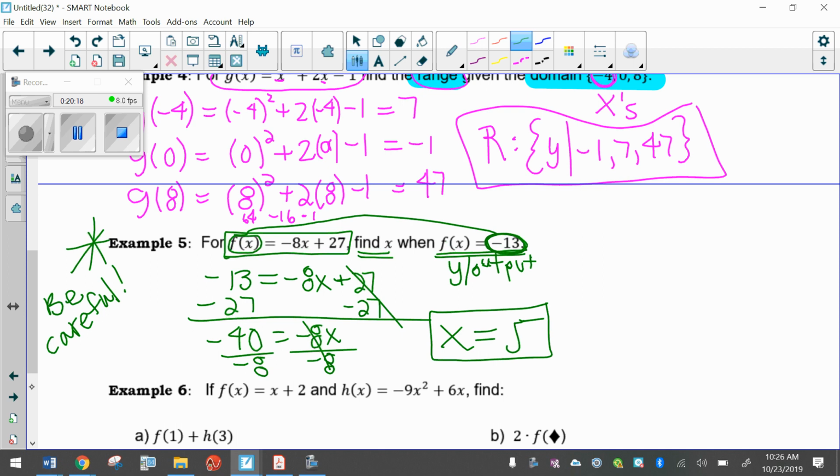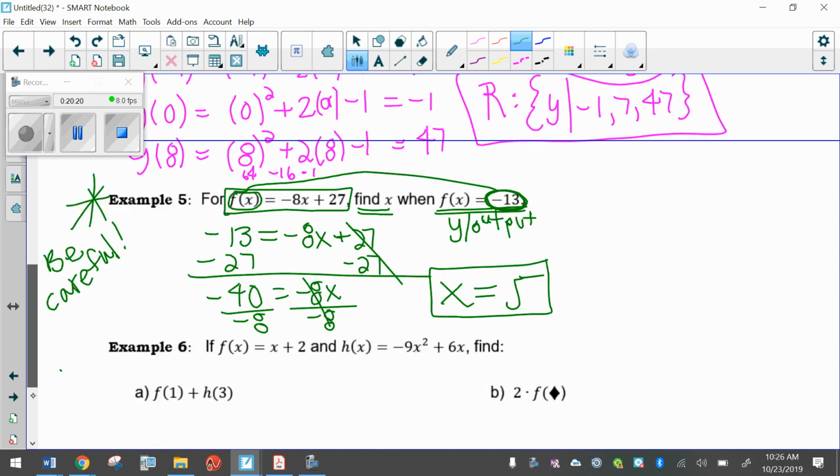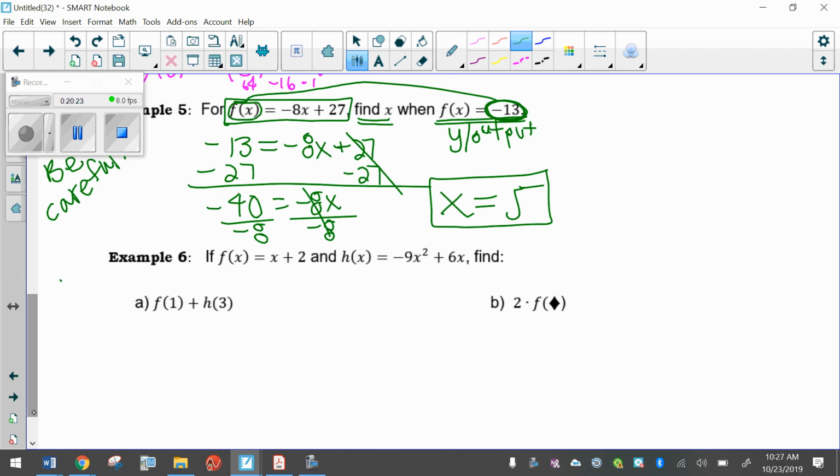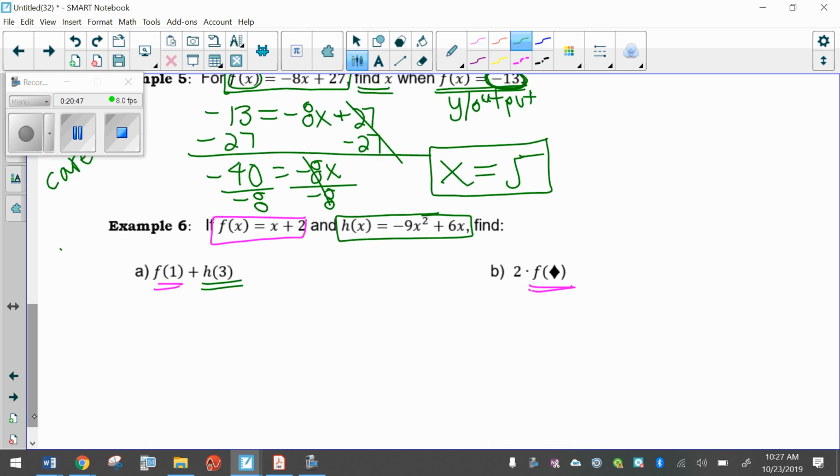All right, last question. We have f of x equals x plus 2 and h of x equals negative 9x squared plus 6x. So we have two rules, so I'm going to use two different colors to help you keep it all organized. I'll use green for my h. All right, let's see what we can do. The first one is f of 1. So I'm going to go to purple. I'm going to go to my f rule. I'm going to fill a 1 in there.